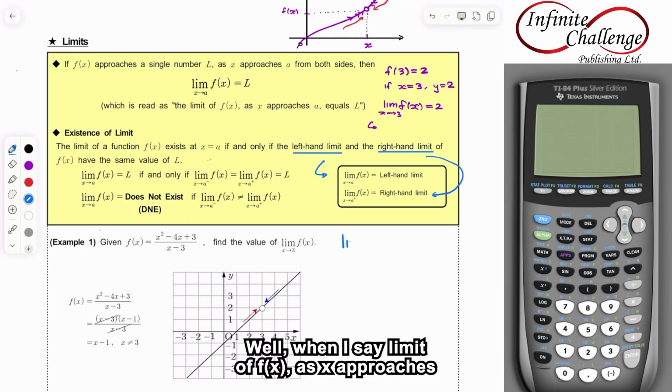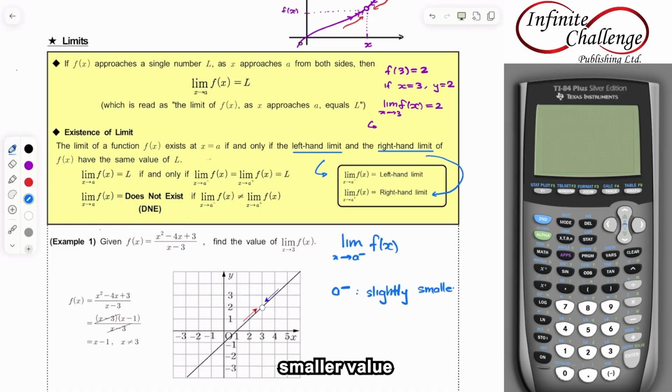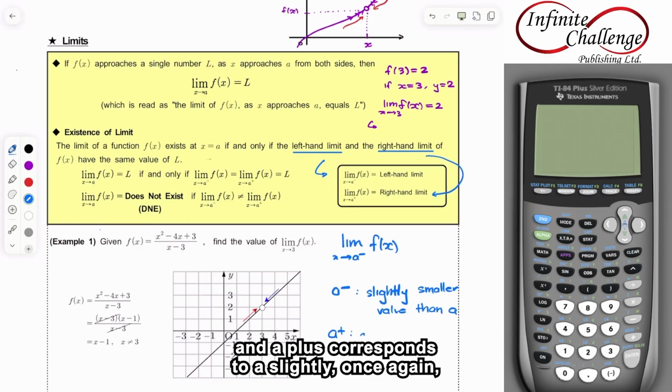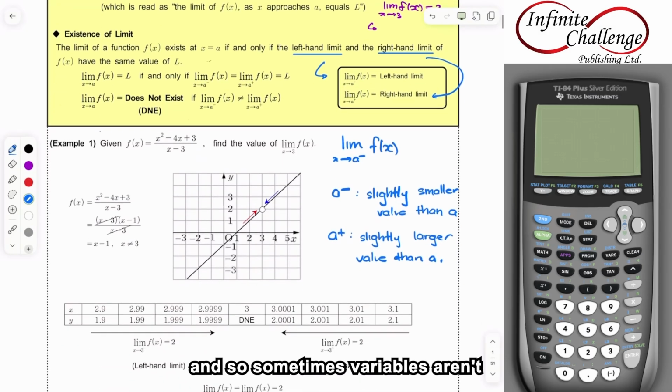Well, when I say the limit of f of x as x approaches a minus, that insinuates a slightly smaller value than a. And a plus corresponds to, once again, a slightly larger value than a. And so sometimes variables aren't a great way to understand what it means.